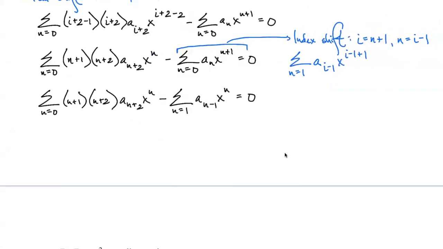Okay. So I've got the powers to be the same now. In fact, it's x to the n in both series, right? X to the n over here, x to the n over here. However, in making this happen, guess what I did? The index on the bottom is no longer the same.